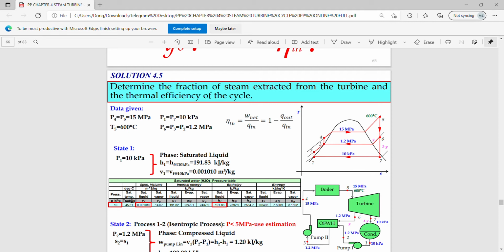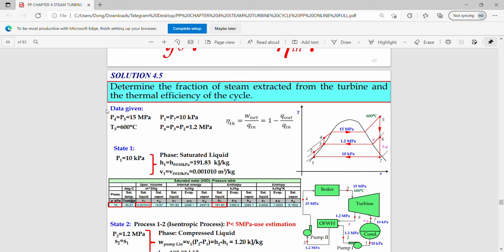Now I will continue the example 4.5. The question is: determine the fraction of steam extracted from the turbine and the thermal efficiency of the cycle. So we need to determine the Y value at state number 6, and the thermal efficiency for the ideal regenerative Rankine cycle.